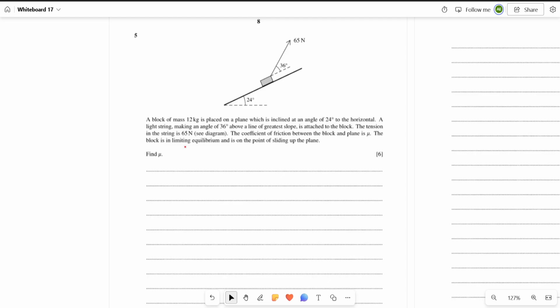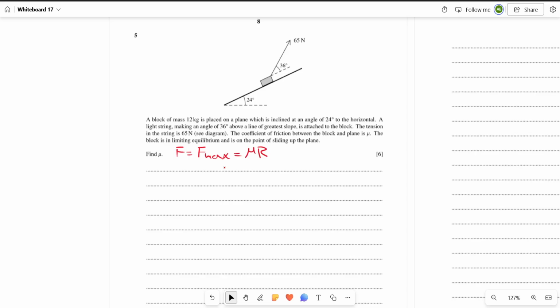Any slight increase is going to mean that our friction is no longer going to be able to hold this box or object from sliding up. So it tells me, in other words, that the friction has reached its maximum value. It cannot go above that. And this has a special equation called mu times R. Mu is the coefficient of friction, R is the normal, and we're going to get to that.